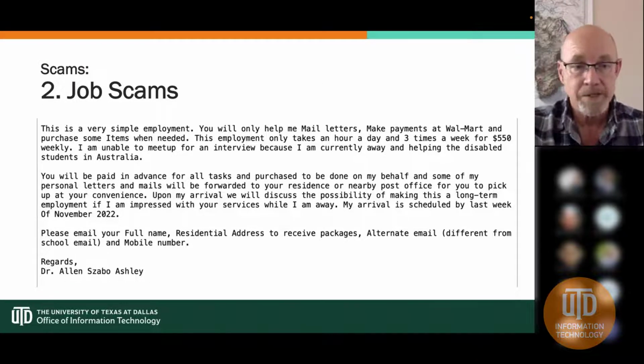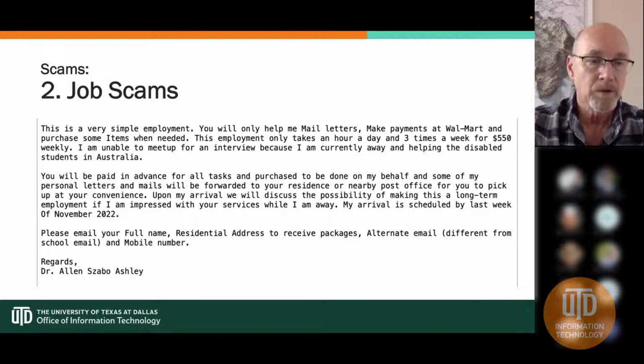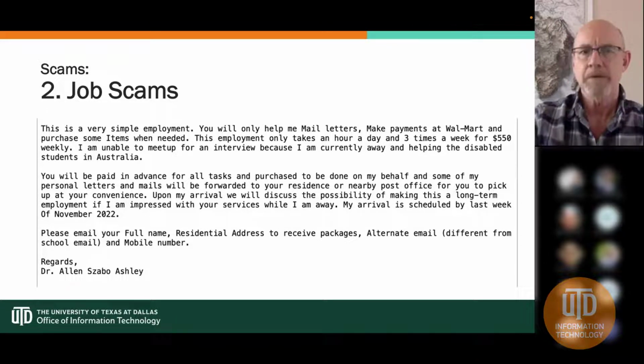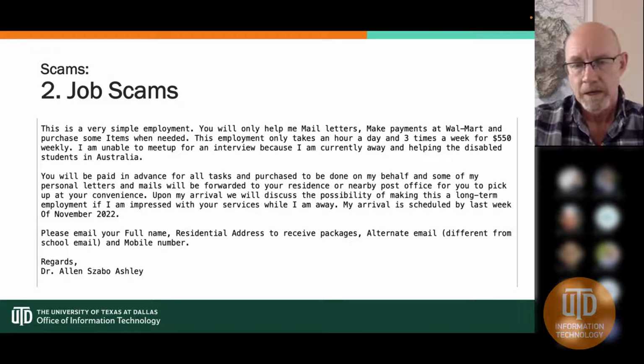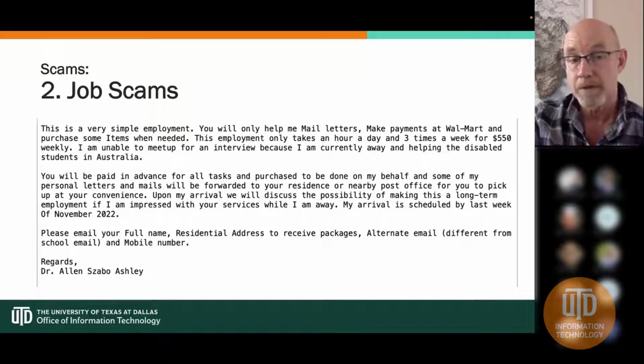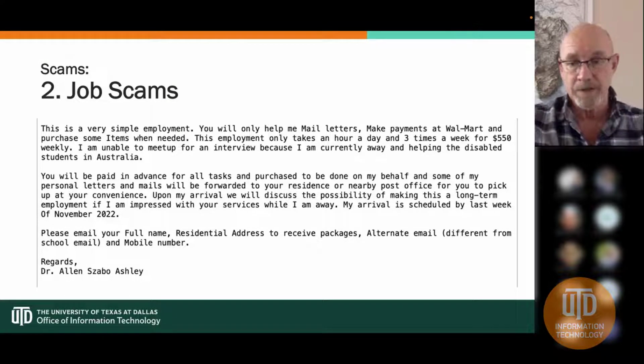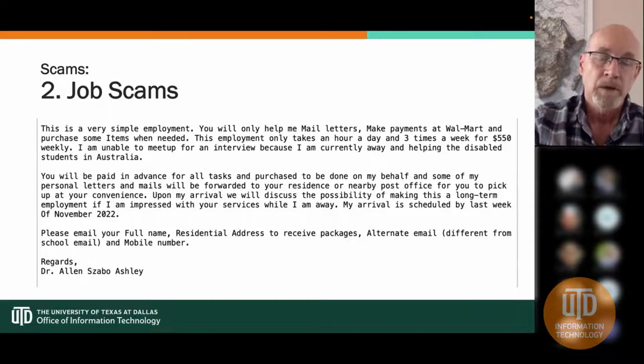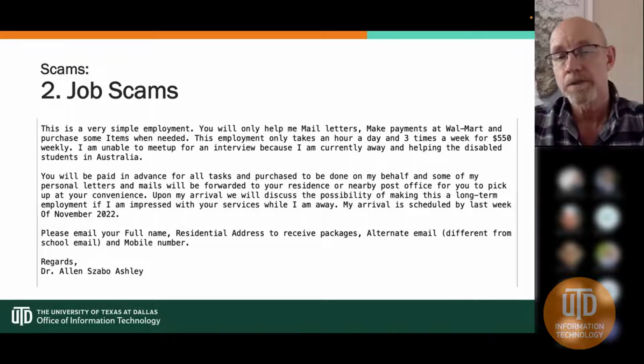Another big red flag is in the second paragraph. "You will be paid in advance for all tasks." Come on, really? Who pays you in advance? And here we start getting into sort of a hint of what you're expected to do. "Some of my personal letters and emails will be forwarded to your residence for you to pick up." So essentially this is a money laundering scam and a stolen goods scam.